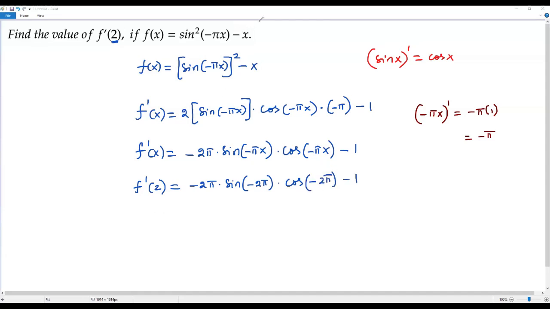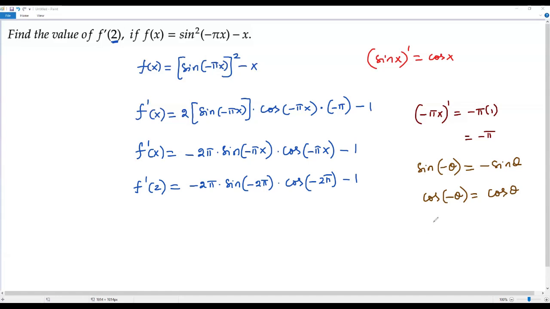Now let's consider the odd and even trigonometric functions. Sine is an odd trigonometric function, and cosine is an even trigonometric function. For example, let's consider sine theta. In sine theta, if I replace the angle theta by negative theta, it will result in negative sine theta, because sine is an odd trigonometric function. Now let's consider cosine theta. In cosine theta, if I replace the angle theta by negative theta, it will result in just cosine theta, not negative cosine theta, because cosine is an even trigonometric function.